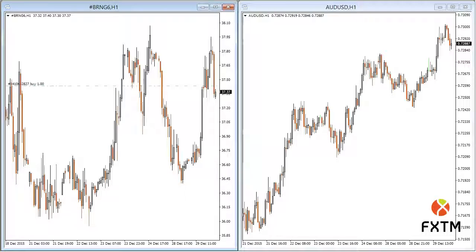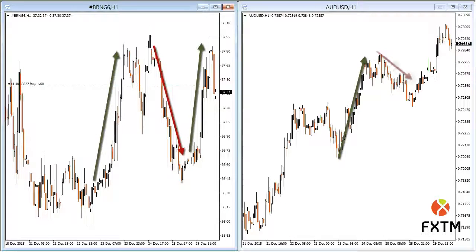Well, you can see it here compared to the value of the Australian dollar to the US dollar, and these are hourly charts. As the oil price is going up or down, the price of the Australian dollar to the US dollar is also going up or down. So they are very correlated.